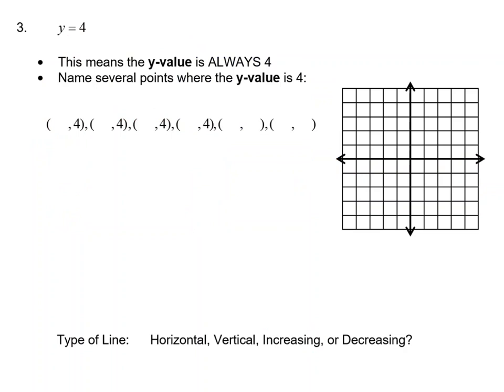All right. Let's look at example 3. This is one of our special cases. y equals 4. We don't even have an x term. y equals 4 is one of our special cases. It means that the y value will always be 4.